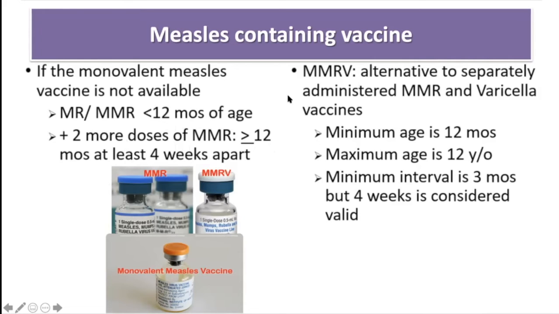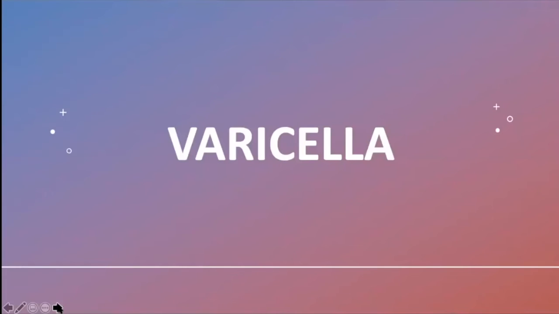You can also make use of higher combination vaccines, your MMRV, as an alternative. You can give it at a minimum age of 12 months and a maximum age of 12 years. The minimum interval between doses, so you also need 2 doses of your MMRV, is 3 months, but 4 weeks is already considered valid. Now, moving on, the varicella.